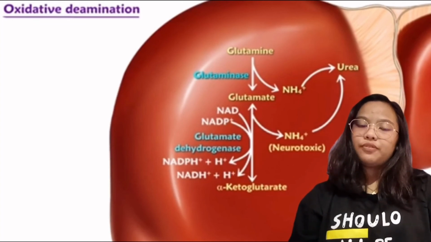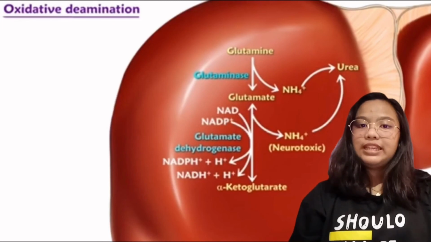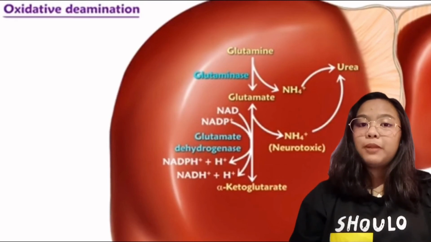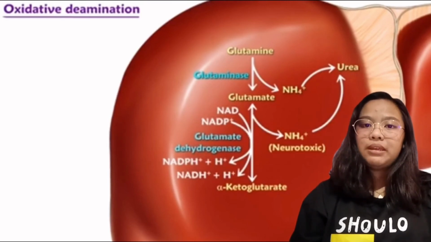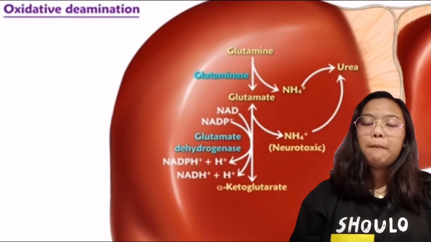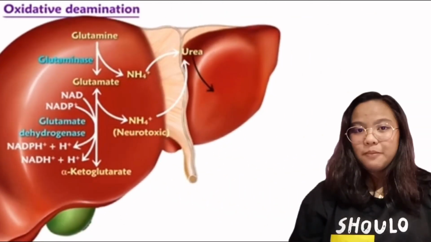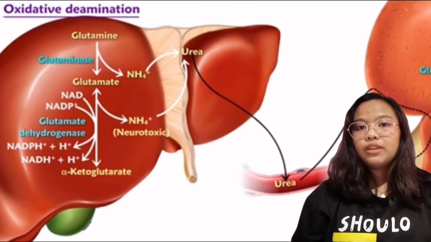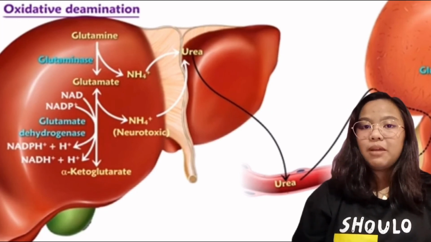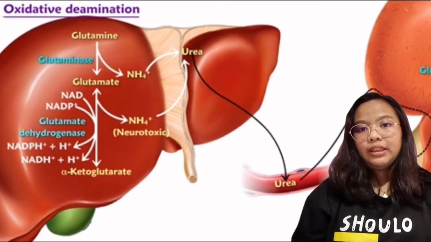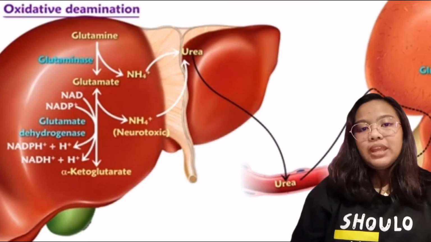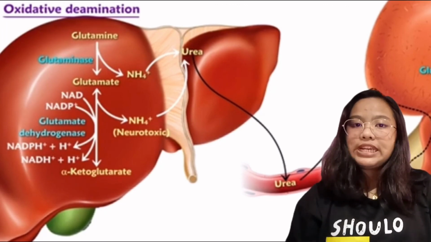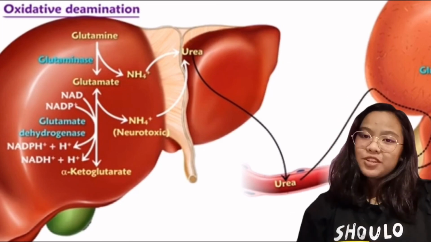This enzyme can function with either NADP or NAD as a coenzyme. When NAD plus is used, it will come out as NADH plus H plus, while when NADP plus is used, it will come out as NADPH plus H plus. Now, let's go back to the oxidative deamination. I have mentioned a while ago that glutamate will undergo oxidative deamination to form alpha ketoglutarate and also release ammonium ions. And since ammonium is neurotoxic, it will go to the urea cycle and form urine after some processes. That's all for the oxidative deamination.